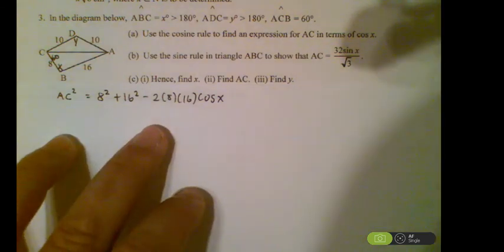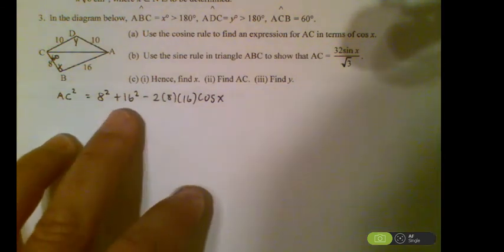So again, notice we're using the cosine rule from this angle, which means AC is the side across from that. So using the cosine rule, we're going to say AC squared. And then on the other side, we got the 8 and the 16 would be the other two sides of that triangle. And then again, they said just leave it in terms of cosine x. So that's going to be our setup right there.